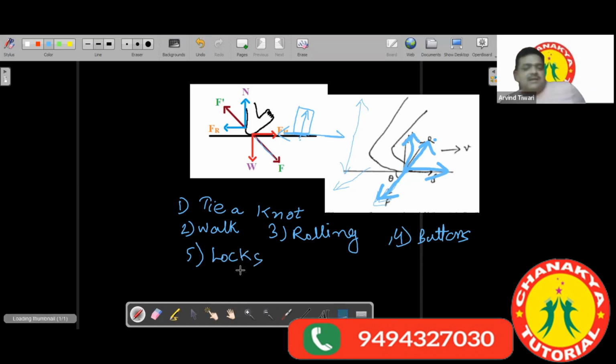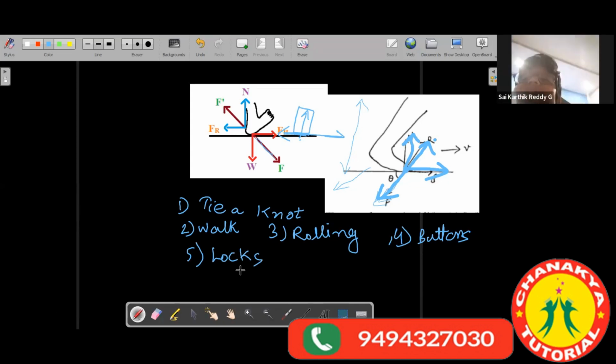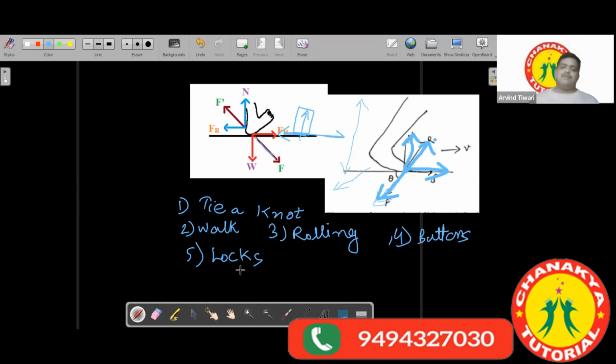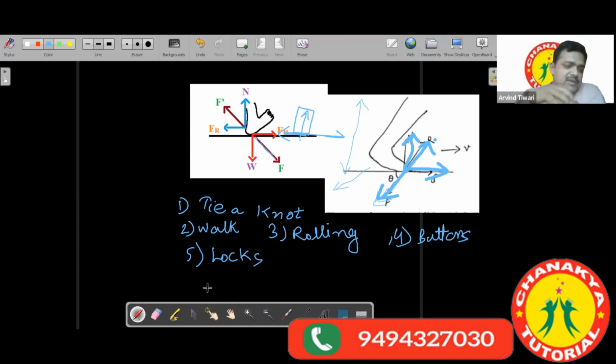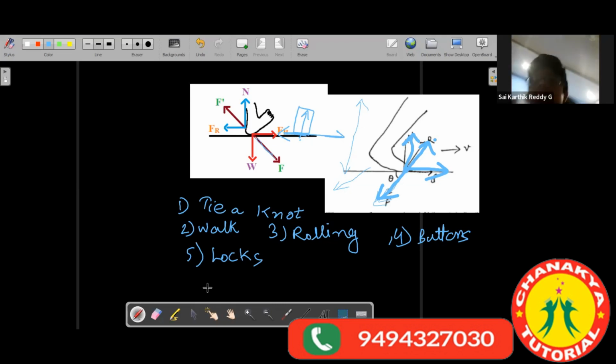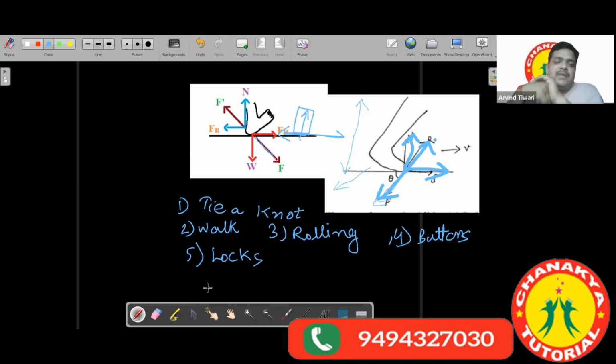Yes, Sai Karthik. Sir, like holding a steering and moving it also needs friction, right? Yeah, of course. If you're holding a steering and moving it, you can't move it without friction. So friction is useful in all spheres of our life. You are able to tie a knot, lifting of a substance. When we are holding a substance, that is also friction.